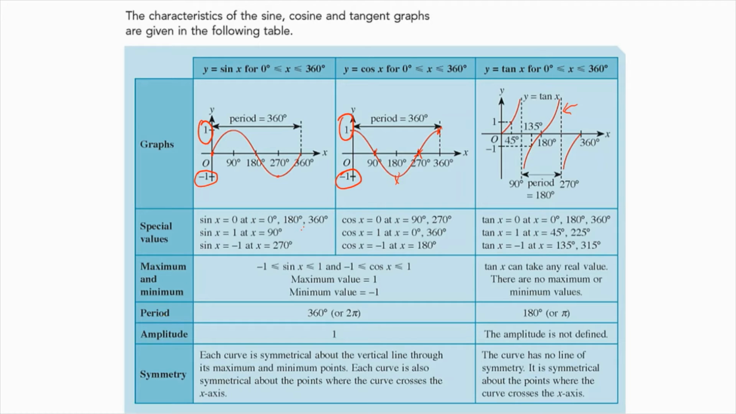What about the period? For sine and cosine, the period is 360 degrees or 2 pi. For tangent, it is 180 degrees. Amplitude is 1 for sine and cosine x, but the amplitude is not defined for tangent x. The graphs for sine and cosine are symmetrical about the vertical line through the maximum value, but for tangent x, there's no line of symmetry.